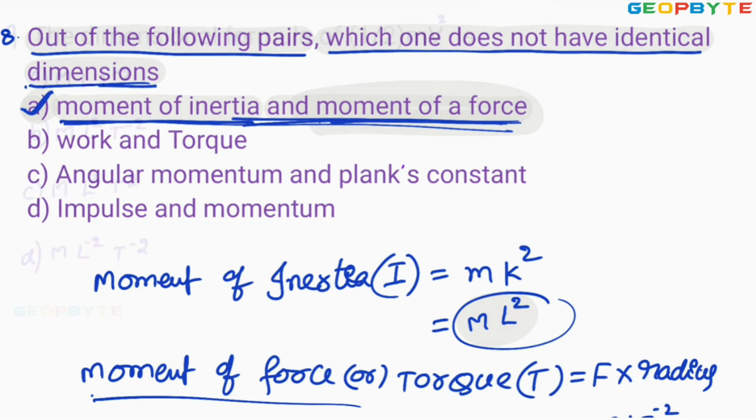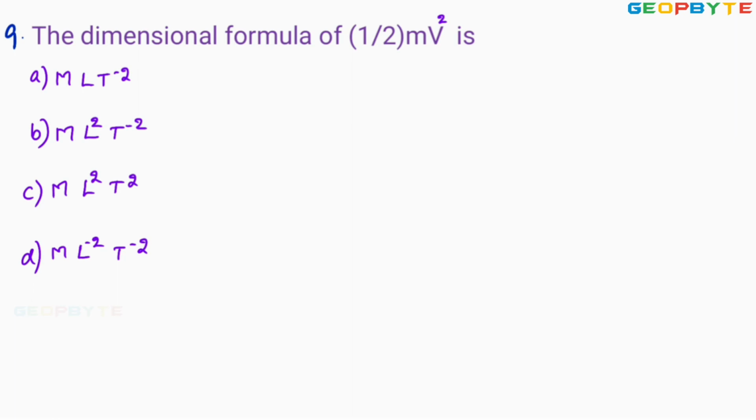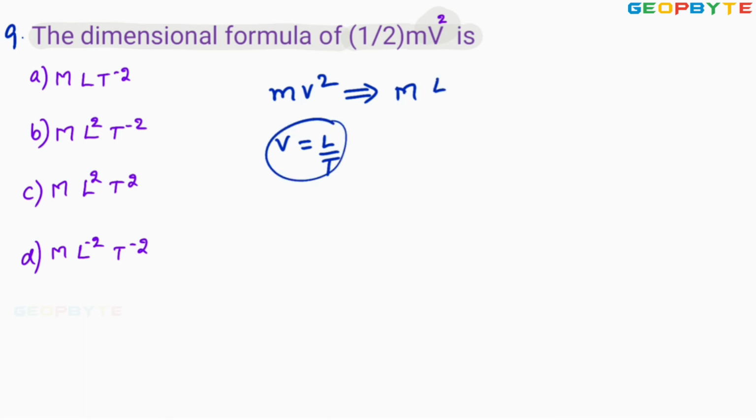Let us take the ninth problem. Look at the ninth problem. The dimensional formula of half m v^2. Half m v^2 is the kinetic energy formula. Here in m v^2, m is the mass, dimension M, v is the velocity, equal to L by T, but v^2 is L^2 by T^2. So it is M L^2 T^-2. M L^2 T^-2 is the dimensional formula for half m v^2.